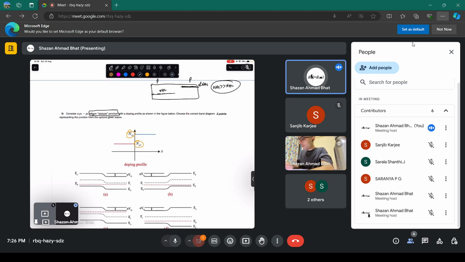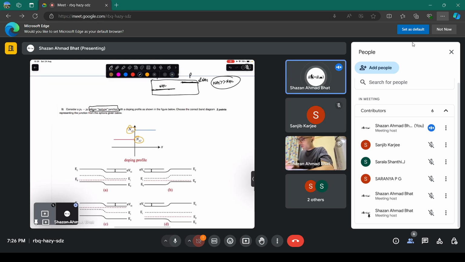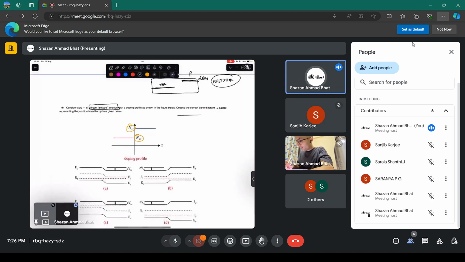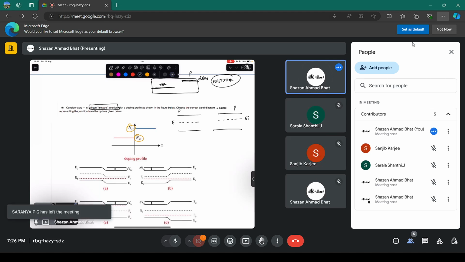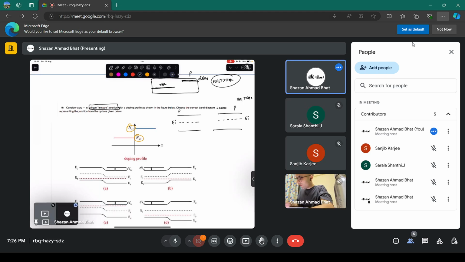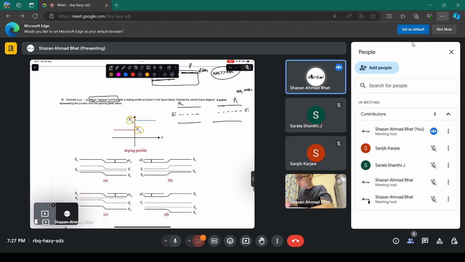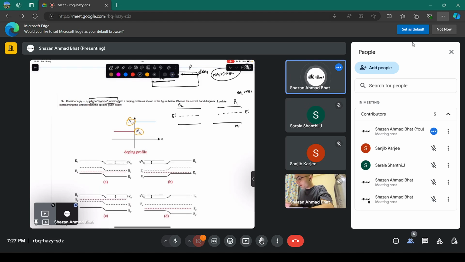And what is going to happen is that there will still be a barrier formed. Why would there be a barrier formed? Because let's consider this to be one side, this to be the other side. Isotype, p side, p side. This is the intrinsic level, same, because Na1 is greater than Na2. This is P2, this is P1. What is going to happen? There will be more holes present here in this system. More holes, less holes.